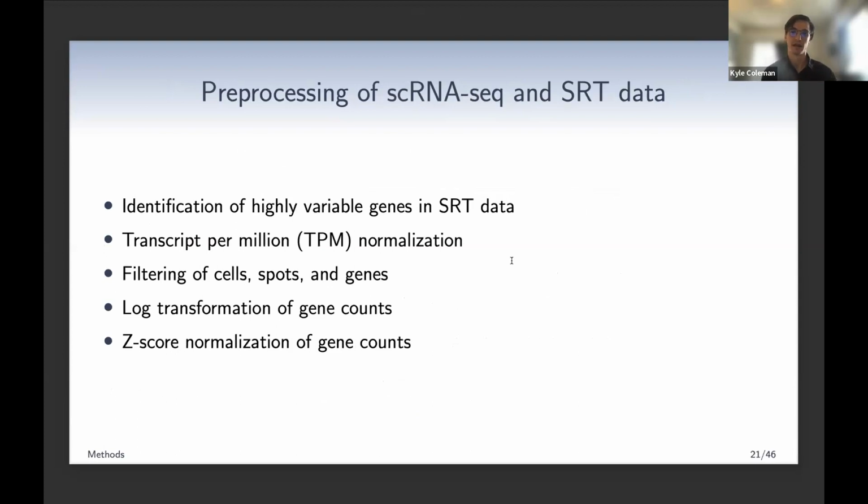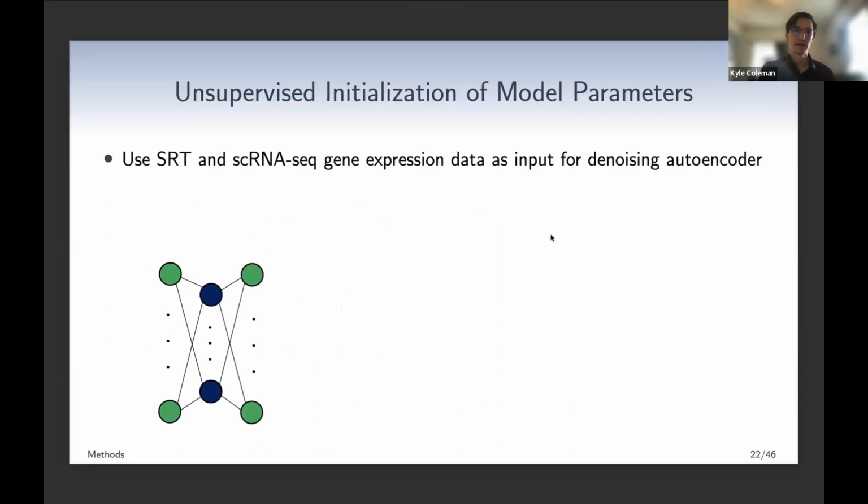We then further pre-process our scRNA-seq and SRT data. This is all pretty straightforward for SRT data analysis. We first do an identification of highly variable genes in the SRT data. This is followed by transcript per million, or TPM, normalization of both our SRT gene expression data and our scRNA-seq gene expression data. We then filter out all cells, spots, and genes with low counts in both data sets. And we then do a log and z-score normalization of the gene counts so that they're comparable between the data sets and so that they're more suitable for input into our deep learning framework.